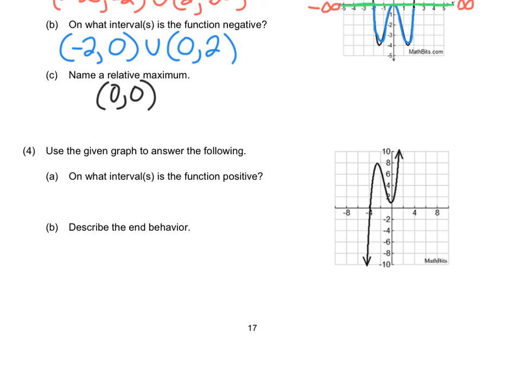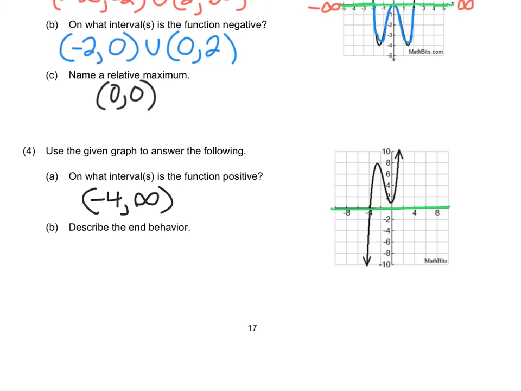Positive interval. This one's nice. Negative 4. Parentheses on both. Parentheses on the negative 4 because we don't want to be on the x-axis. Parentheses on the infinity because, yeah, infinity always gets parentheses.